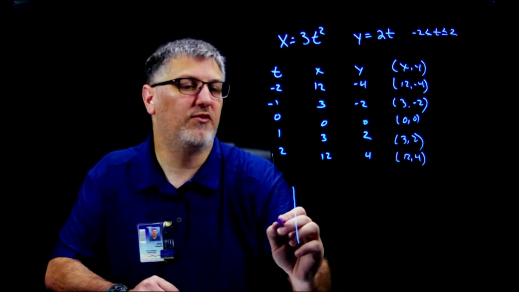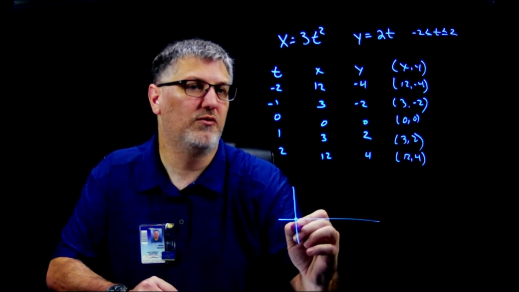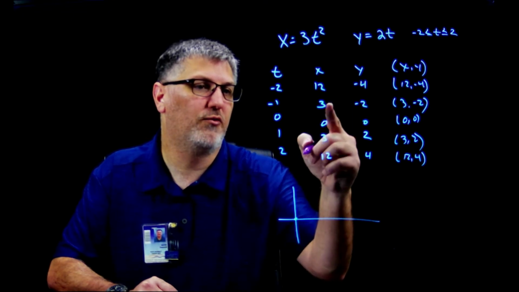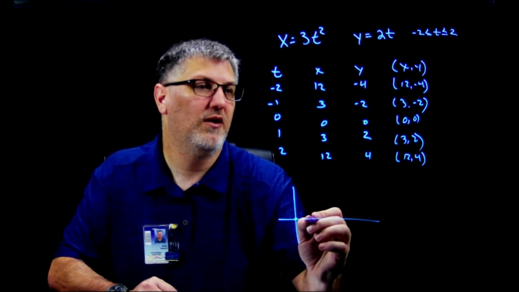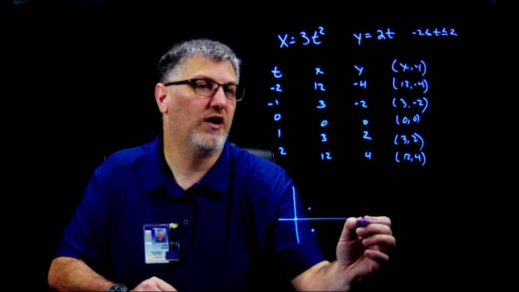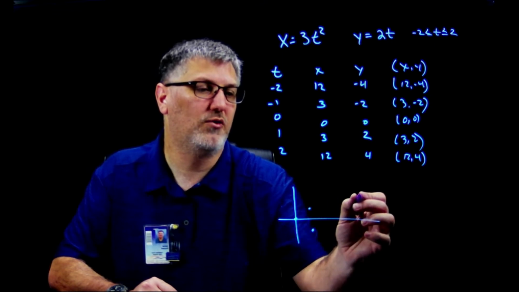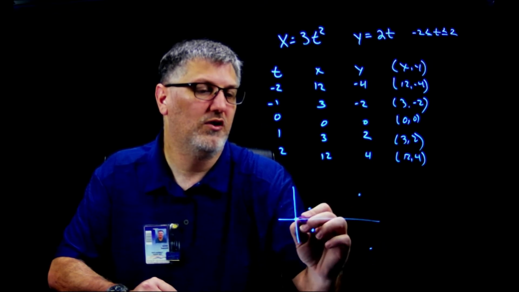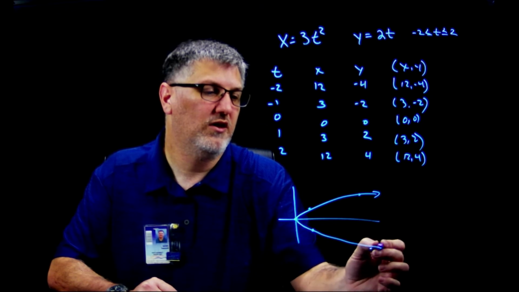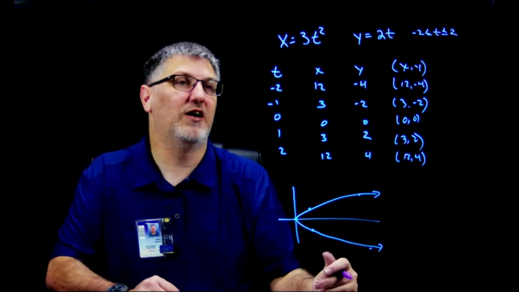So when I graph this, I've got my 0, 0. Well, I've got 3, 3. So 3 and 3. But I have a negative 2 and a 2. And then I've got 12, and I've got a positive 4 and a negative 4. So this, if you recognize from conics, is a parabola on its side.